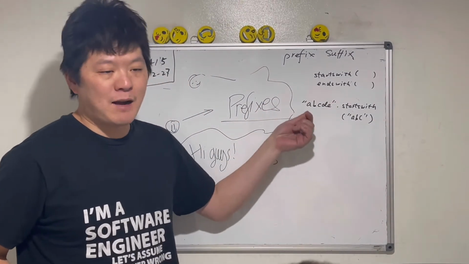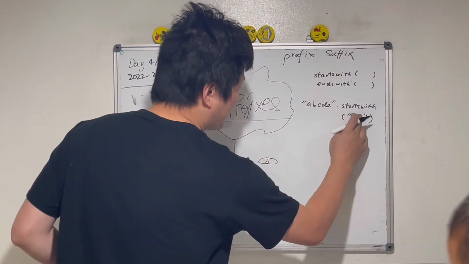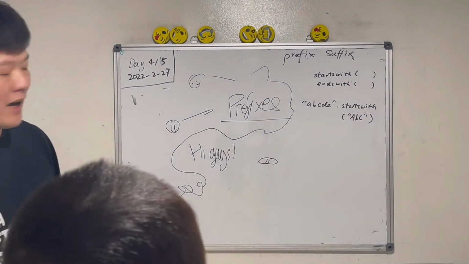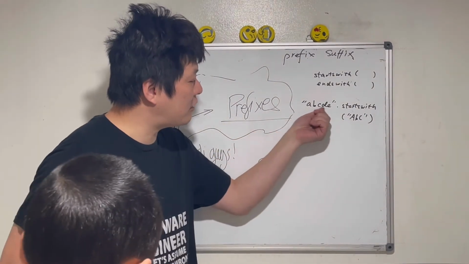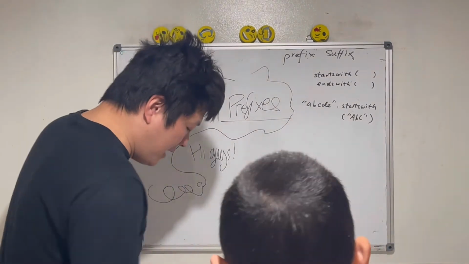These two functions are both case sensitive. That means if you change a to capital A, then it will return false. Endswith is the same: abcde.endswith("cde"), you will tell me it's true, right?